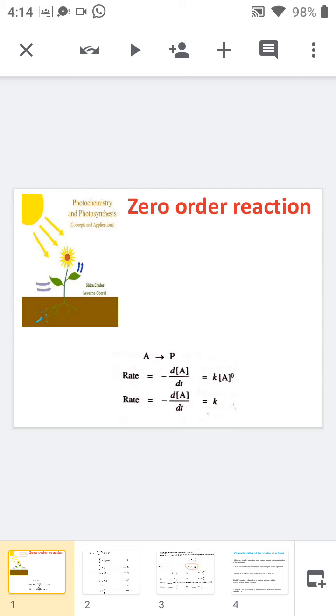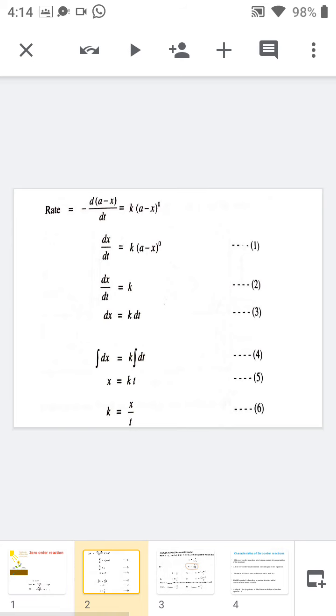So, how will we write the rate expression for a zero order reaction? Consider the reaction A gives product. The rate is equal to minus dA divided by dt, that's equal to K into concentration of A to the power 0. That means minus dA by dt is equal to K only. If we represent it in terms of x, dx by dt is equal to K. So dx is equal to K into dt.